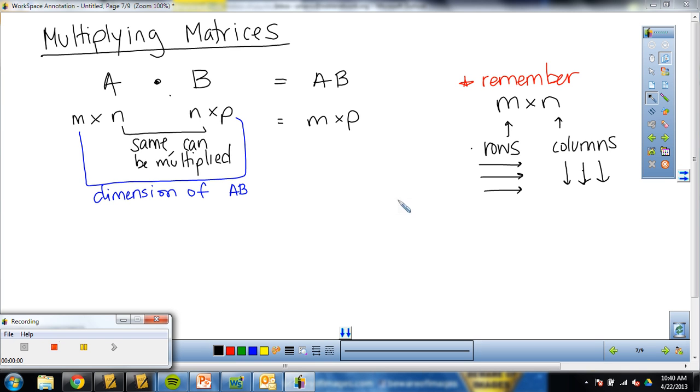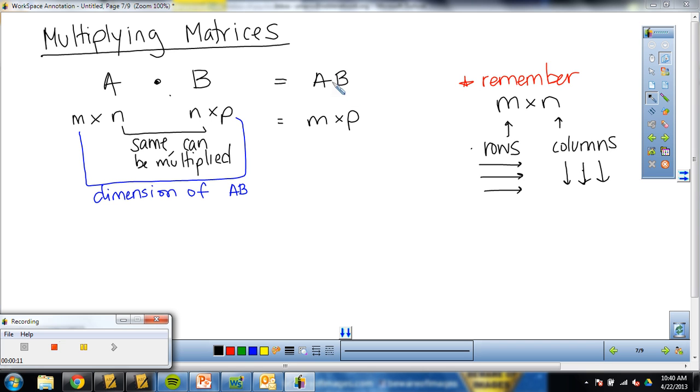Okay, so here's our tutorial on multiplying matrices. This is just a quick review of the properties of matrix multiplication. So we do label a matrix with a capital letter. It doesn't really matter which capital letter, but if we were multiplying matrix A times matrix B, the result would be a matrix called AB.